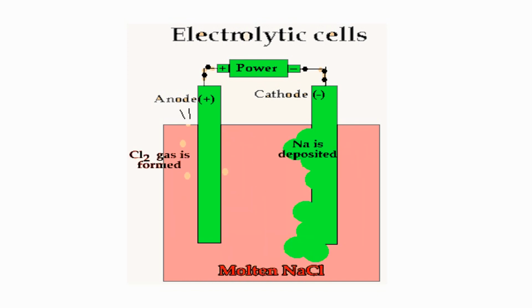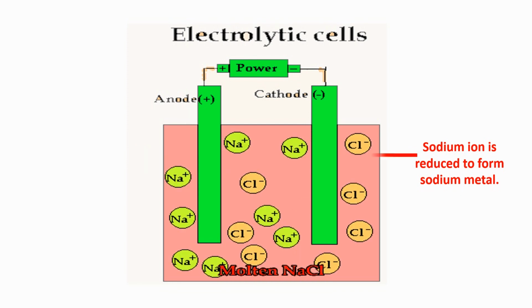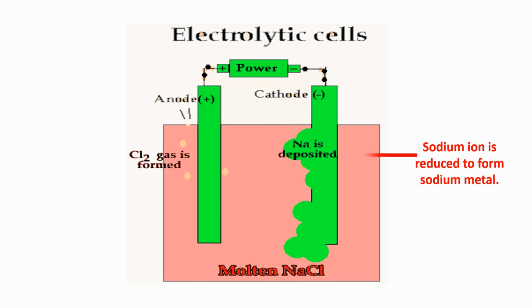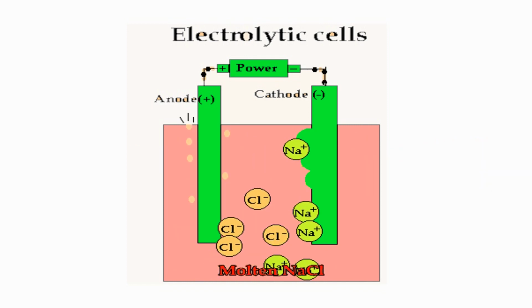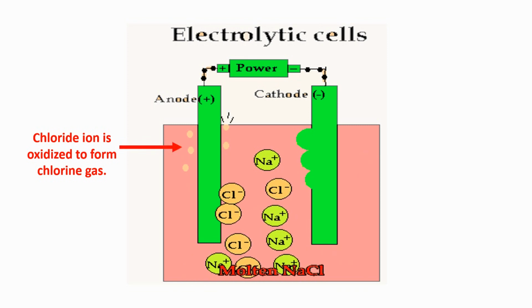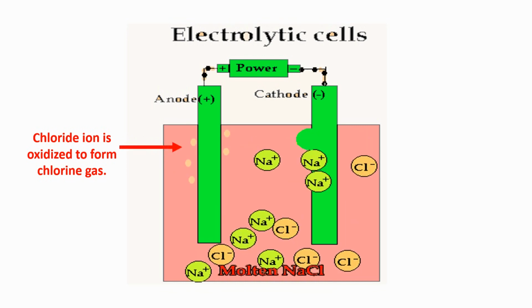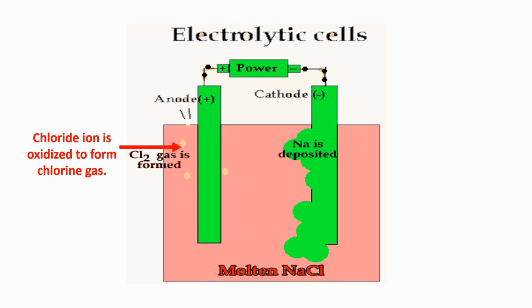This animation illustrates the overall process, where at the cathode, sodium ions are reduced to form sodium metal. And at the anode, chloride ions are oxidized to form chlorine gas.